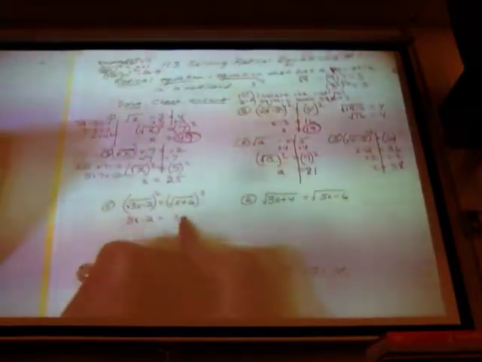Square it. You're going to square it. And I'm going to square this side. And what would I get here on the left side? 3x minus 6. And what would I get on the right side? X plus 6.